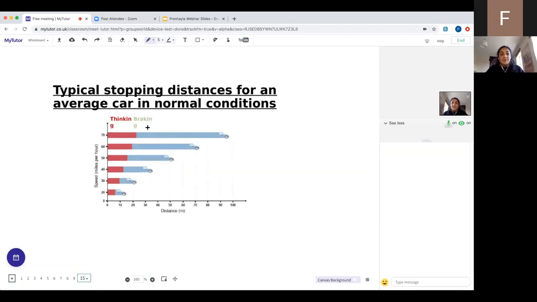So we need to know typical stopping distances for an average car in normal condition. In this graph, you can see that the thinking distances are in red and the braking distances are in blue. If our speed doubles, so it goes from 20 to 40, our braking distance times is by 4. We need to know these speeds, these thinking distances and these braking distances for every single speed. It's just a case of learning it.